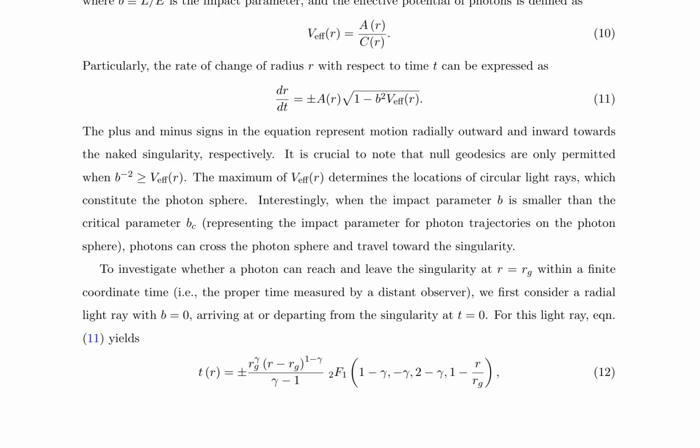The discussion emphasizes the importance of the impact parameter in determining the trajectory of photons, including the existence of a critical parameter Bc for photon trajectories on the photon sphere. The possibility of a photon reaching and leaving the singularity at R equals Rg within a finite coordinate time is also considered, using a radial light ray with B equals 0.